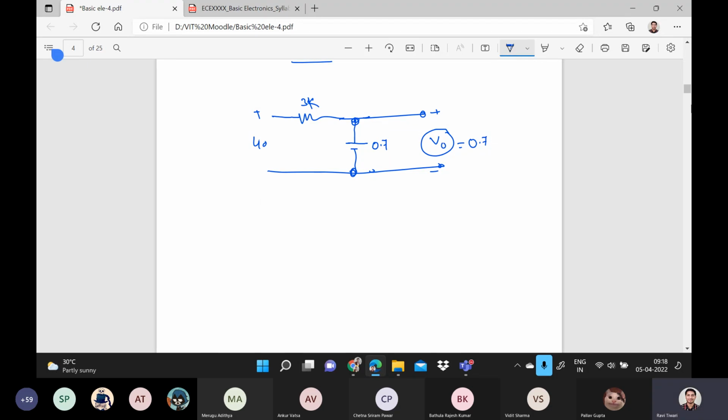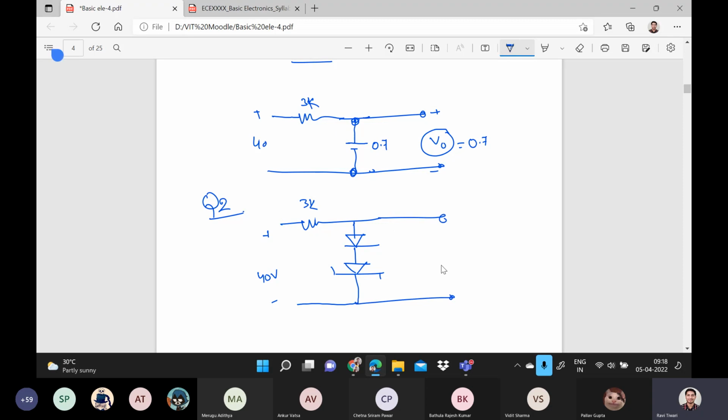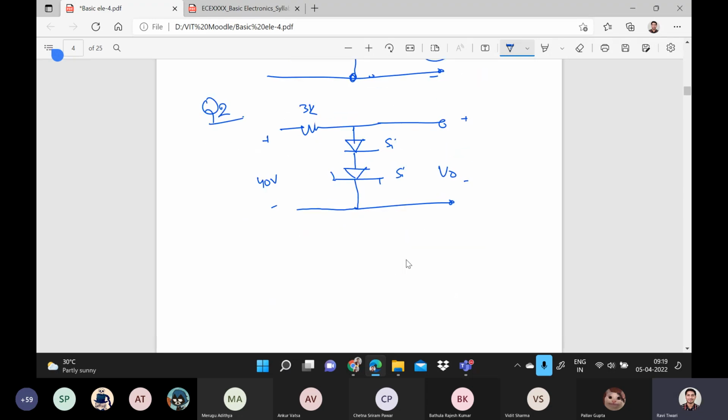Now I'm drawing one new circuit, and you have to tell me the V output voltage. Question number 2. For example, you have a resistance like this and one diode, one more diode. Suppose this is 40 volt, this is suppose 3K, and you have to find out the V output. And I'm specifying that it's manufactured with silicon. This is also silicon. Tell me the V output voltage.